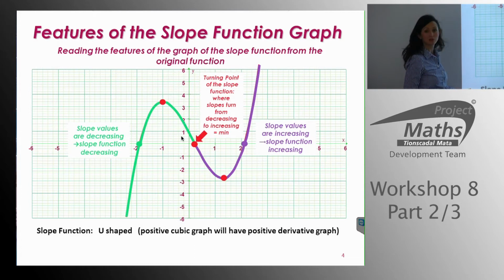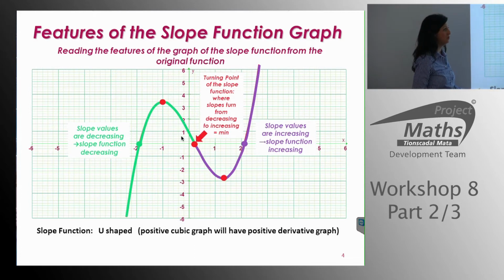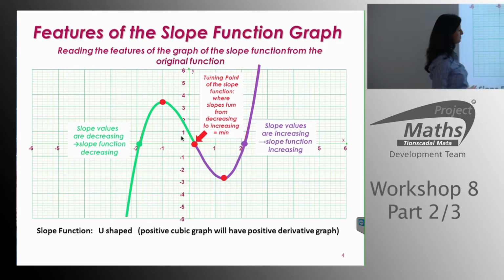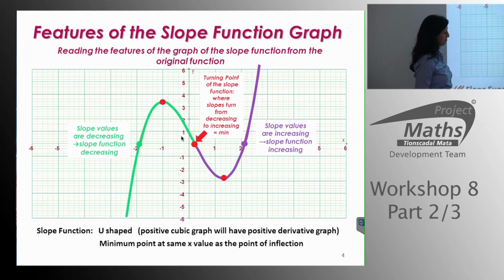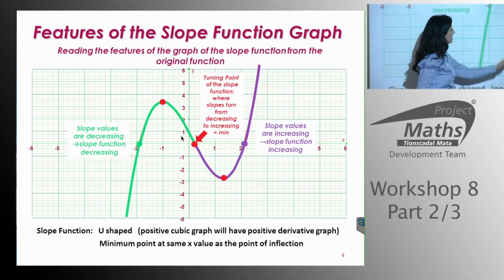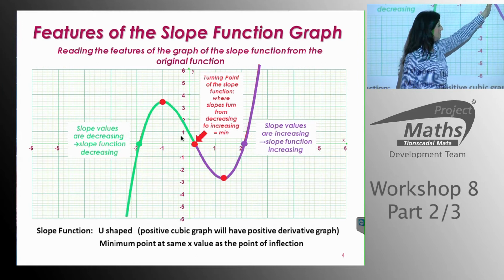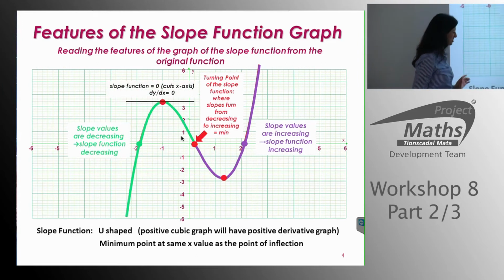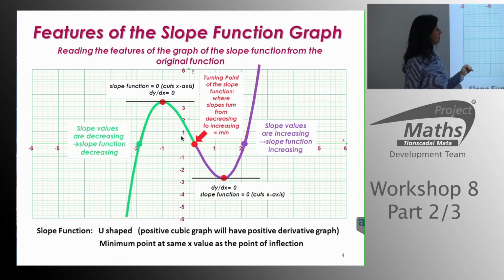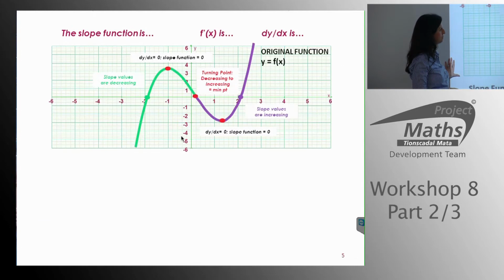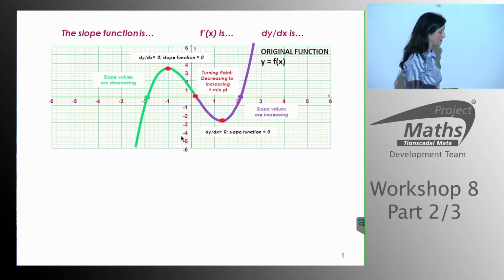And because it's U-shaped, now I know that my point of inflection will be at a minimum point, isn't that right? If it was N-shaped, it would be a max. But I know now that my point of inflection will be a minimum. And the minimum will happen in the same place, at the same x value. You'll see that now when we do a diagram. And what we saw was that my dy dx, my slope is 0 at my two turning points. So this is everything that I know.